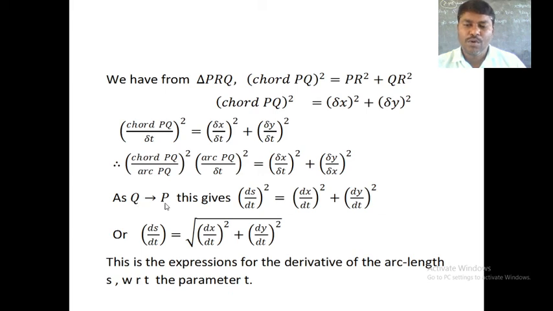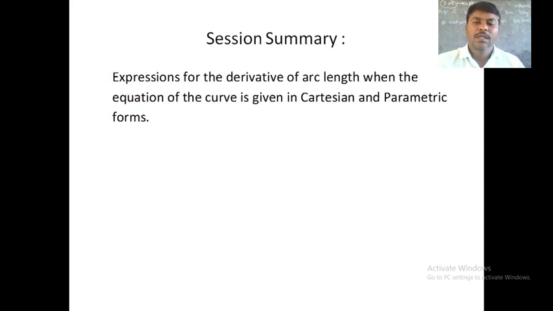As Q approaches P, this gives ds by dt whole square is equal to dx by dt whole square plus dy by dt whole square, or ds by dt is equal to square root of dx by dt whole square plus dy by dt whole square. This is the expression for the derivative of the arc length S with respect to the parameter t. The summary of this session is expressions for the derivative of arc length when the equation of the curve is given in Cartesian and parametric forms.